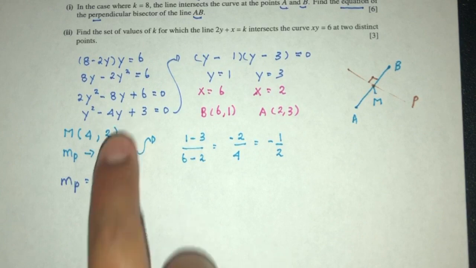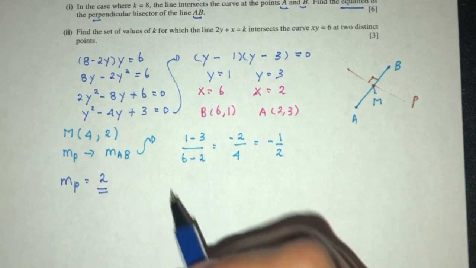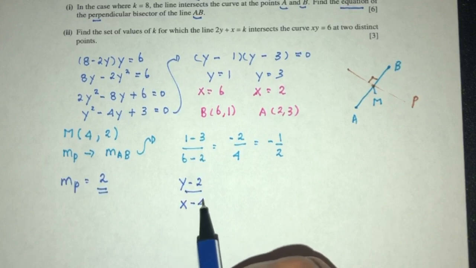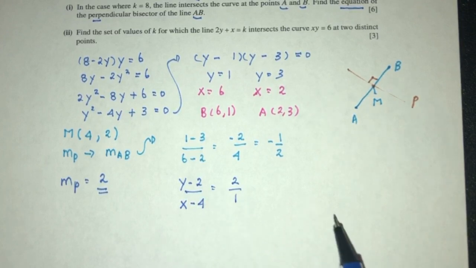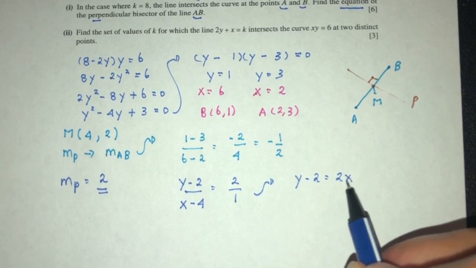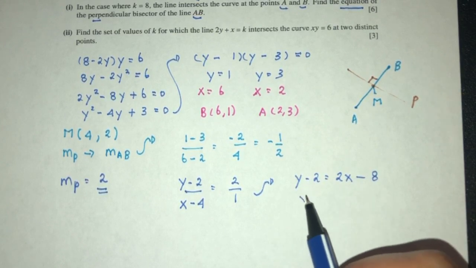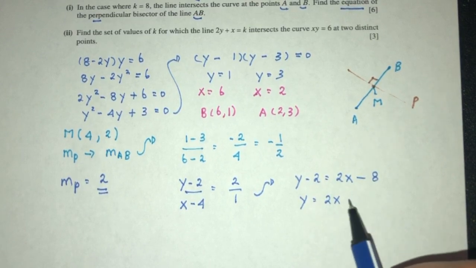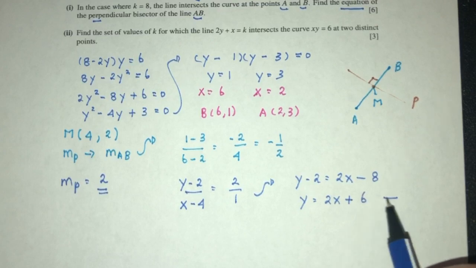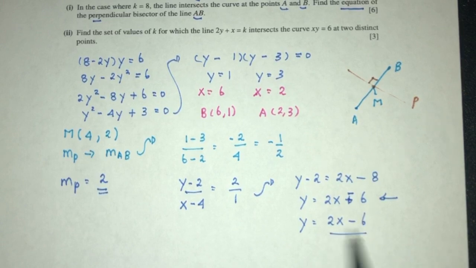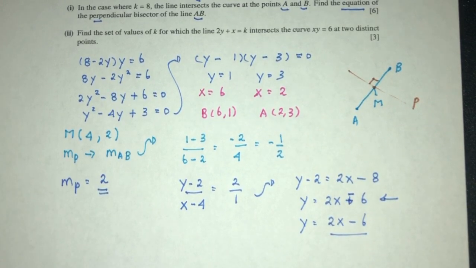Since we have the passing point and the gradient, we can find the equation. So y minus 2 over x minus 4 has to be 2. Cross multiply, and you will have y minus 2 equals 2x minus 8. So y equals 2x minus 8 plus 2, which is minus 6. So y equals 2x minus 6. That is my equation of the perpendicular bisector.